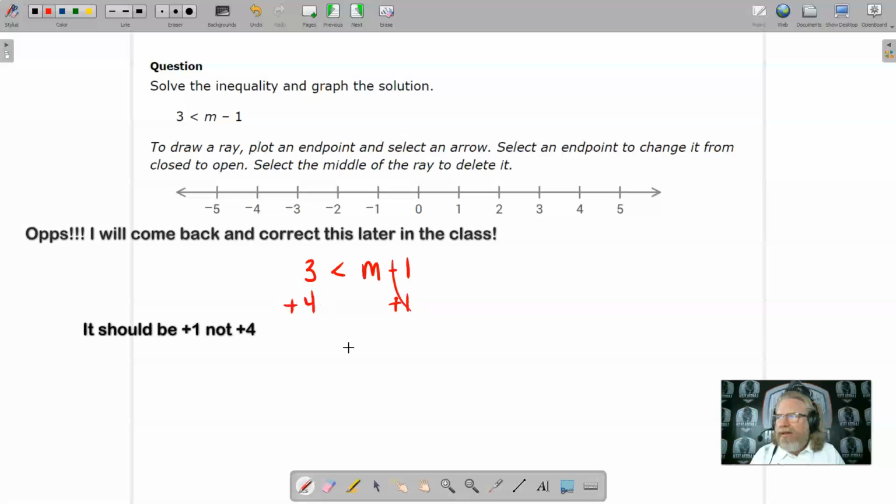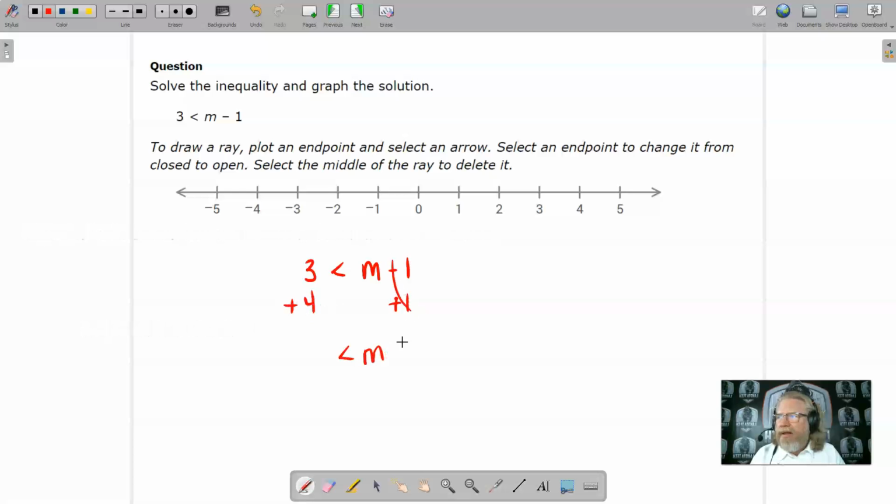-1, +1 is going to cancel each other out, right? Leaving me with just m on the right. 3 plus 4 is 7. Now, whenever I go to graph this, I already know that it helps if my variable is on the left instead of the right. So we're going to send the m over to the left side. We're going to send the 7 over to the right side, but we're going to have to flip our sign.